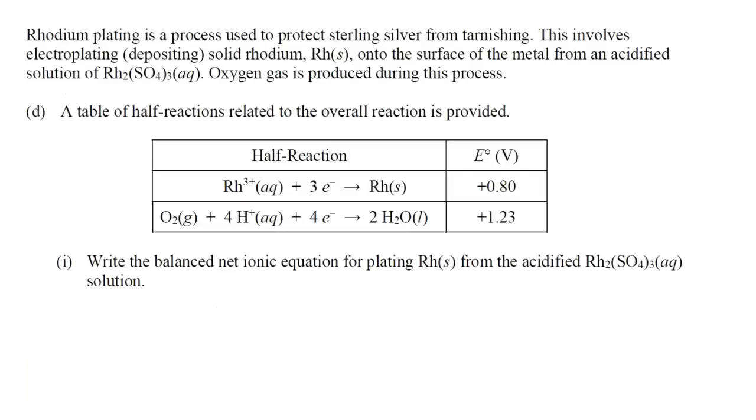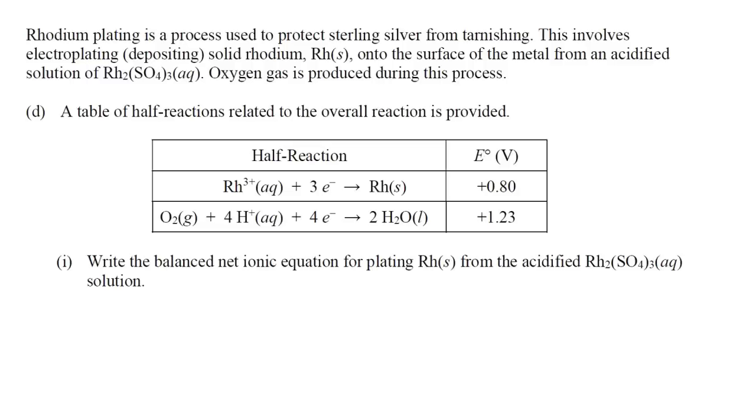Here's the information about the experiment. Rhodium plating is a process used to protect sterling silver from tarnishing. And this involves electroplating, or depositing solid rhodium. The elemental symbol of rhodium is Rh. So we are plating that solid rhodium onto the surface of the metal from an acidified solution of rhodium sulfate. And they also say that oxygen gas is produced during this process.